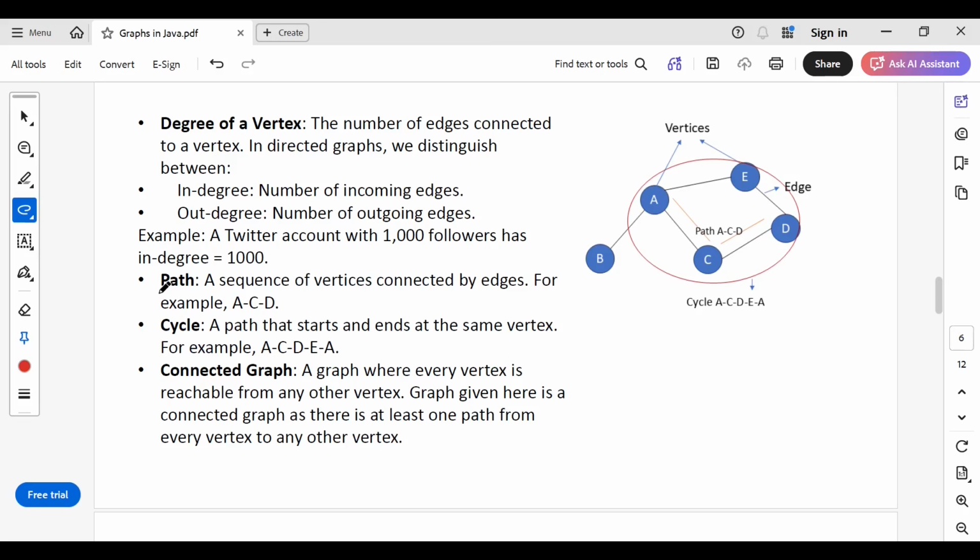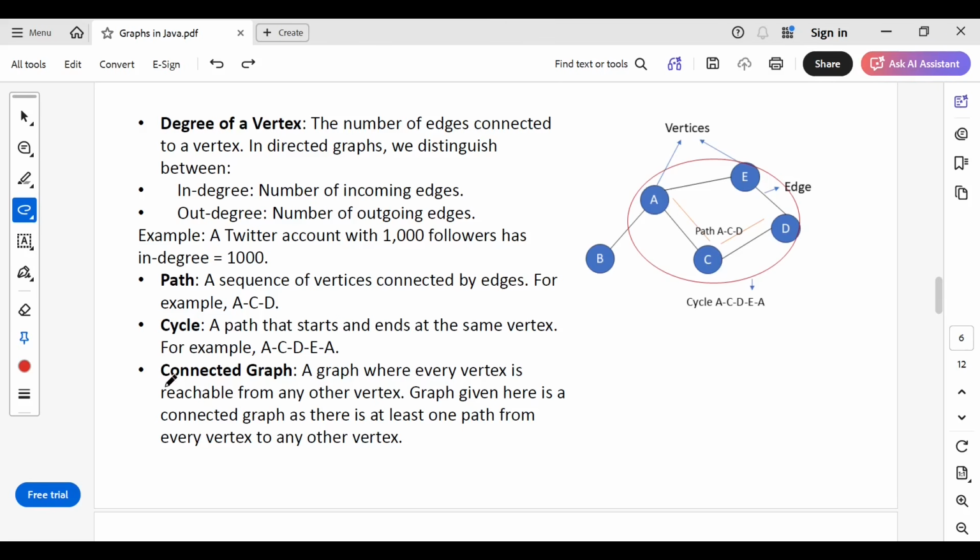Then you have a path, which is a sequence of vertices connected by edges. So this is one path here, right? A, C, D. I can go from here to here. That is one path. Or A to B, that is also one path. Then a cycle is a path that starts and ends at the same vertex. So here if you see, we have one cycle A, C, D, E, A. We start from A, we end up at A. So there is a cycle in this graph.